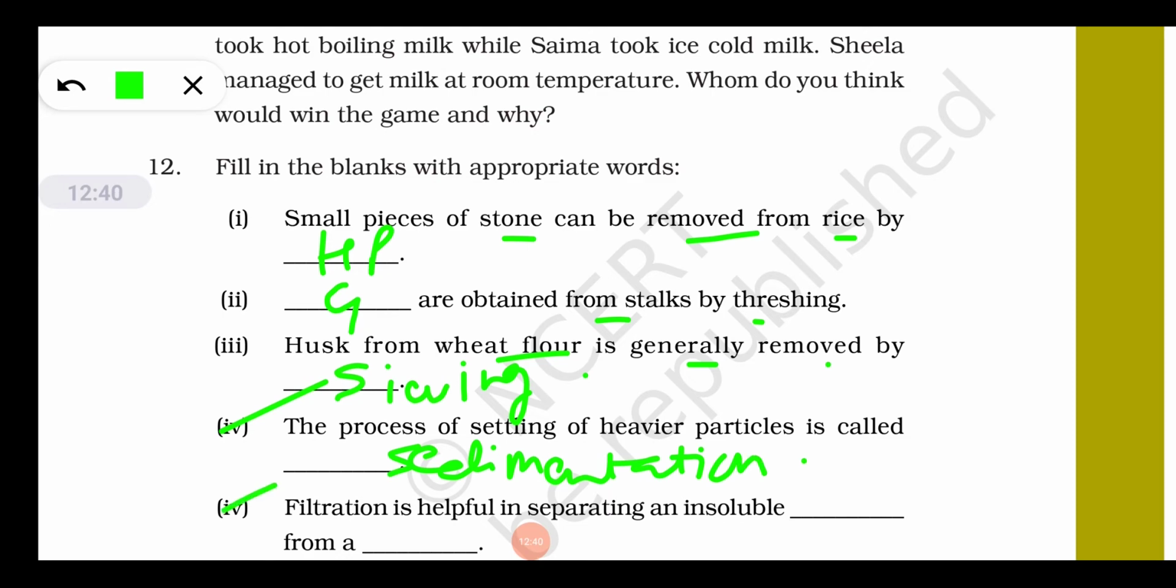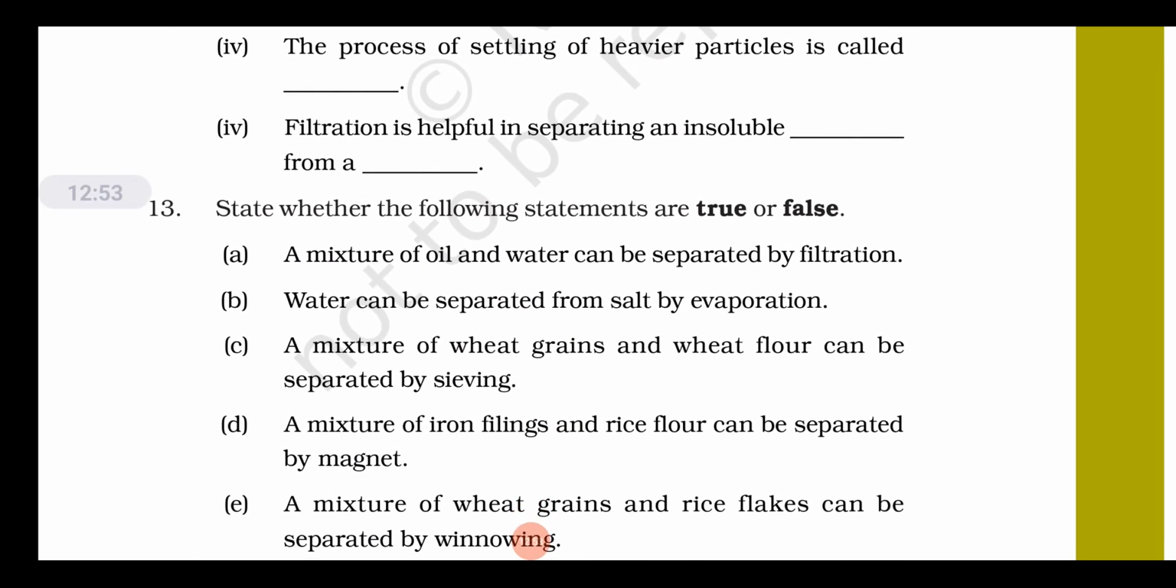Sedimentation. Filtration is helpful in separating an insoluble solid from liquid. So now let us move to question number 13, true false question. A mixture of oil and water can be separated by filtration. No, because a mixture of oil and water is separated by a separating funnel.